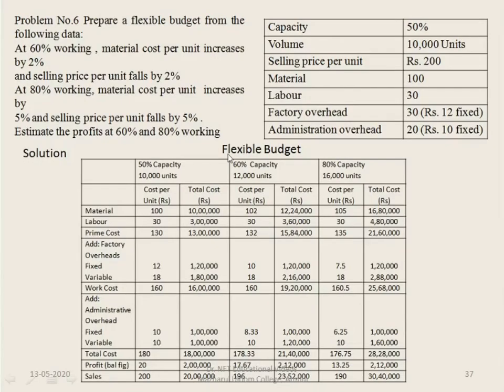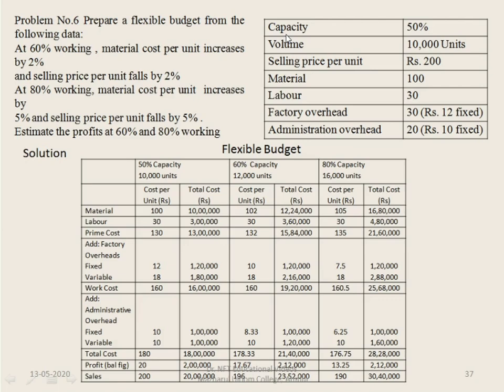Now next, problem number 6. Prepare a flexible budget from the following data. At 60% working, material cost per unit increases by 2% and selling price per unit falls by 2%. At 80% working, material cost per unit increases by 5% and selling price per unit falls by 5%. Estimate the profits at 60% and 80% working capacity.